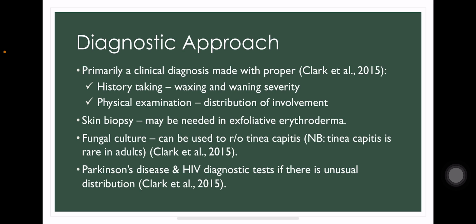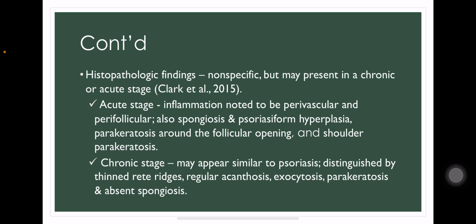Histopathologic findings are nonspecific, but may be present in a chronic or acute stage. In the acute stage, the inflammation is noted to be perivascular and perifollicular, with spongiosis and psoriasiform hyperplasia, parakeratosis around the follicular opening, and shoulder parakeratosis. The chronic stage may appear similar to psoriasis, distinguished by thinned ridges, regular acanthosis, exocytosis, parakeratosis, and absent spongiosis.